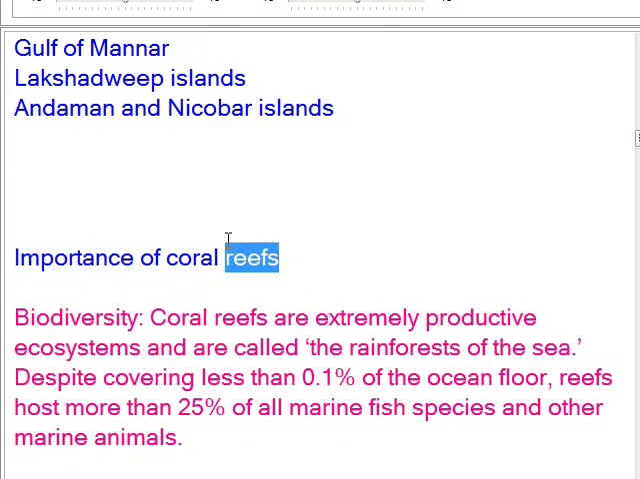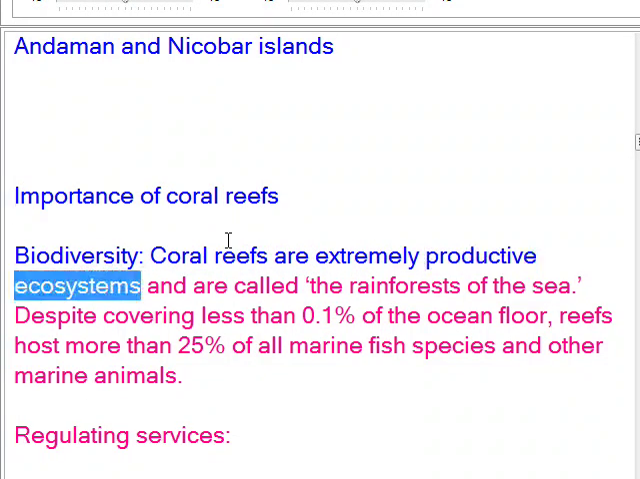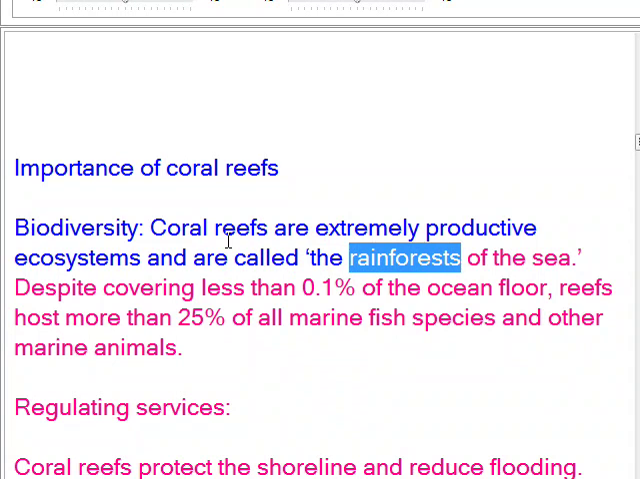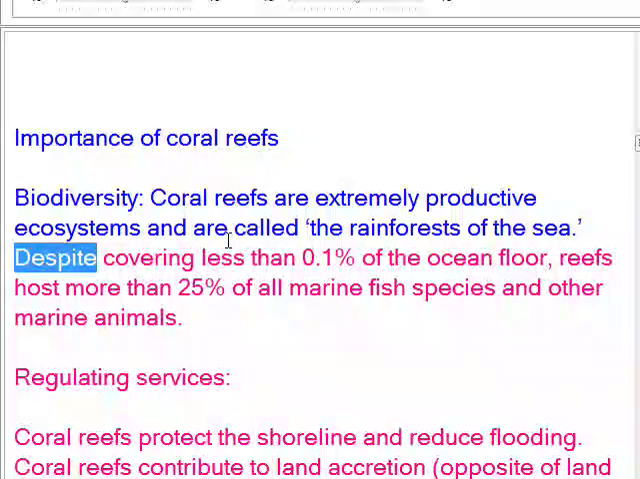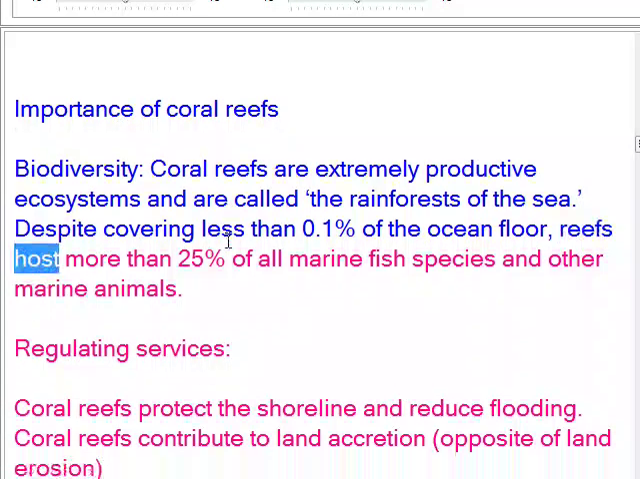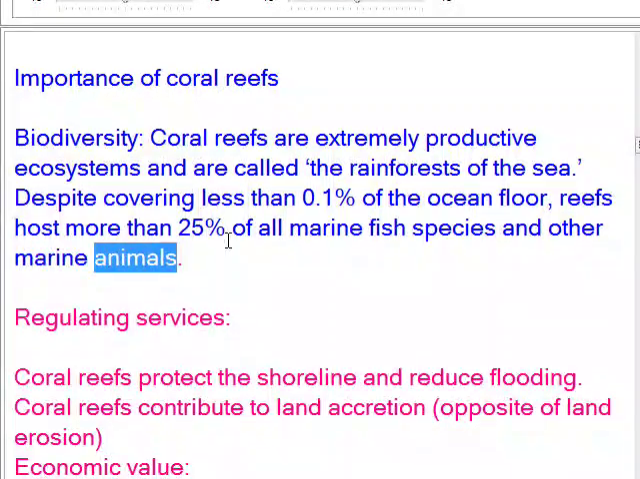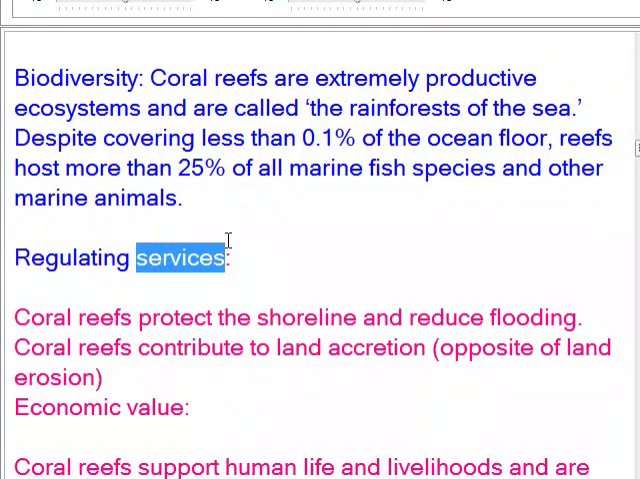Importance of coral reefs. Biodiversity. Coral reefs are extremely productive ecosystems and are called the rainforests of the sea. Despite covering less than 0.1% of the ocean floor, reefs host more than 25% of all marine fish species and other marine animals.